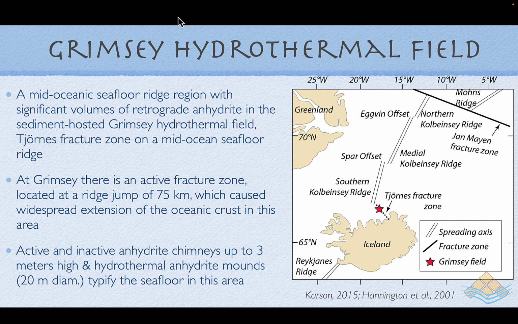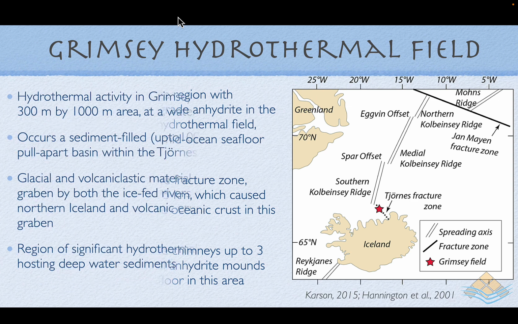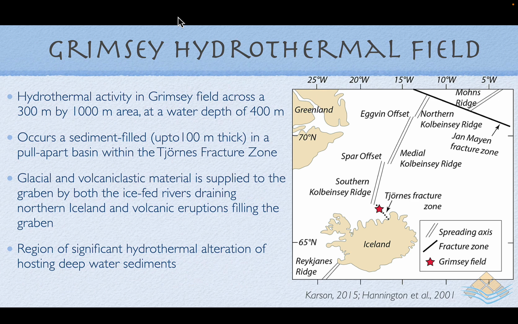It's located at a jump of some 75 kilometres between the main oceanic ridge as it hits Iceland and where it exits to the north. We have that Yawn fracture zone, and associated with that, we have a pull-apart basin with sediment accumulating. Now, in the Grimsey hydrothermal field, we see white smokers, active and inactive white chimneys up to 3 metres high, sitting atop hydrothermal anhydrite mounds, which are some 20 metres in diameter. This succession sits within a zone where we are looking at sediment-hosted accumulations, not volcanic breccia-hosted accumulations, but accumulations in sediments, clay-dominated, relatively deep water. Water column's about 400 metres, and the actual hydrothermal area is about 300 by 1,000 metres across.